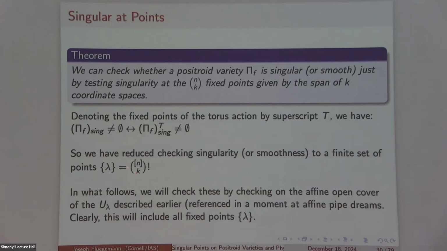Okay, so the first thing is if you want to determine whether a Positroid variety is smooth or singular. If you want to determine whether a Positroid variety is singular, it's sufficient to test it at one of the n choose k torus fixed points, one of those points given by the lambdas, right? So there's n choose k of them, and if it has a singularity somewhere on the Positroid variety, then it must be singular at one of these points.